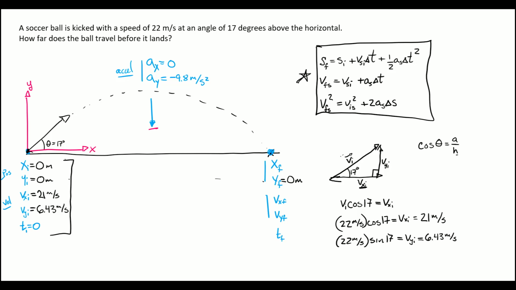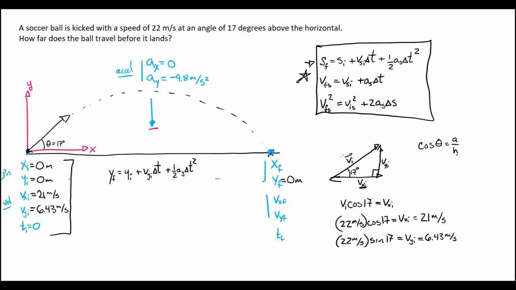So what I'm going to do is start with this first equation here, and I'm going to apply it to the y direction. If I translate what that S_F equation means, if I change all the S's to y, because I'm talking about the y direction, I have y final is equal to y initial plus vy initial delta t plus 1/2 ay delta t squared.